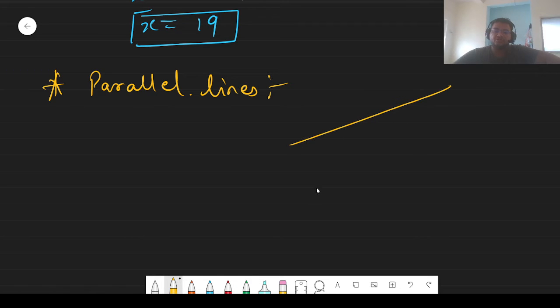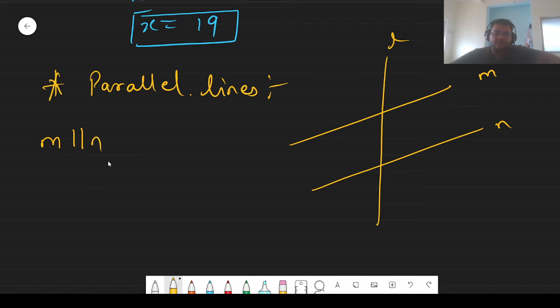So let's say these are the two lines. I have drawn one line like this, which is intersecting. This line is M, this line is N, and this line is L. So M is parallel to N. So we will write M, this is the parallel symbol, N. And L is intersecting M. This is the intersection symbol. This is not X. It is an intersecting symbol. And I can also write L is intersecting N. Okay. So these are just basic symbols.